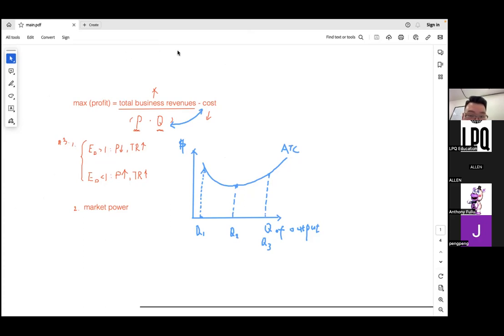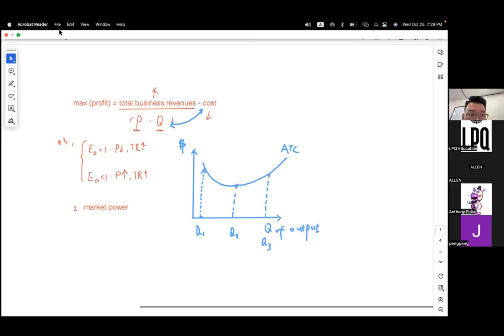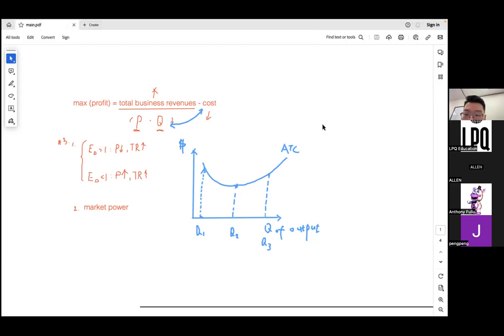Okay, so maybe Alan, where you should produce number three. Why? Why did you choose queue number three? Why do you think we should choose queue number three?